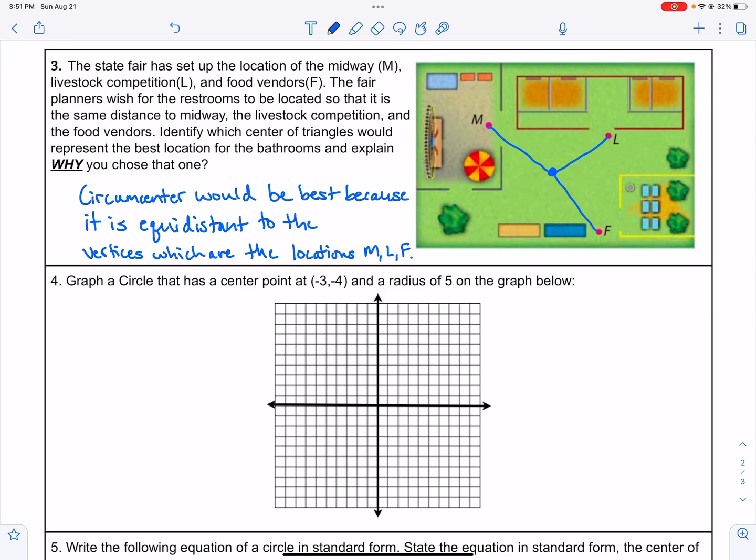So that would be the best fit, circumcenter, because it's equidistant to the vertices if this was a little triangle when we connected them all. And that would be it for number 3.